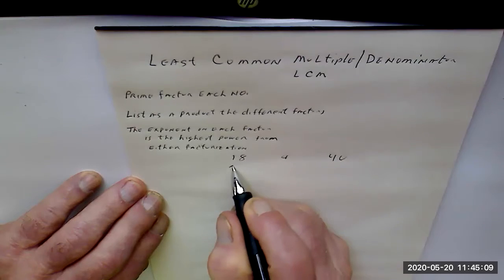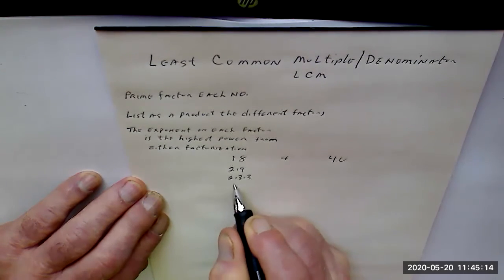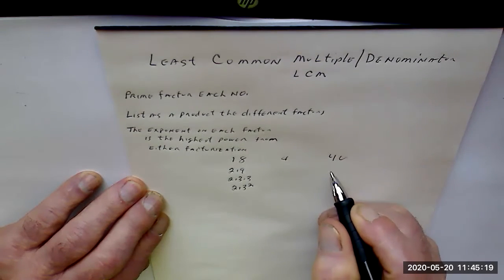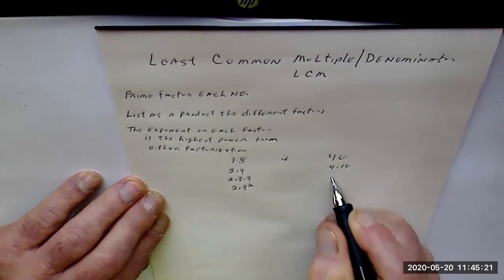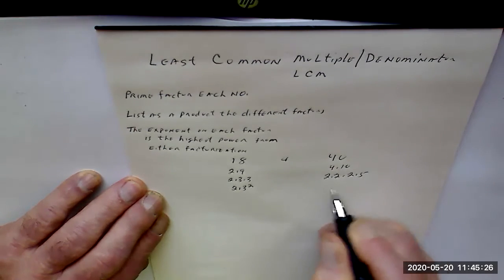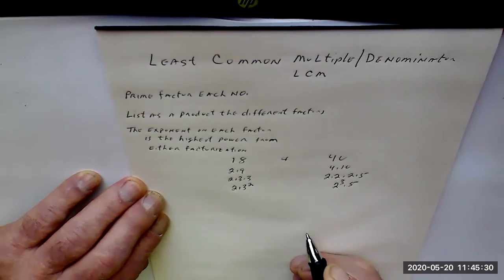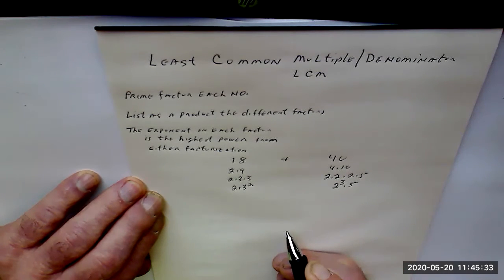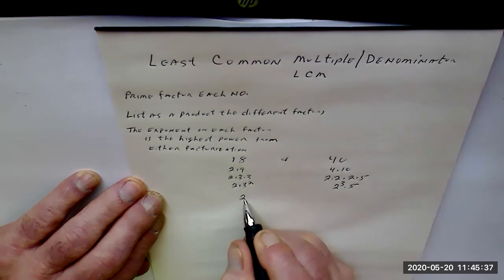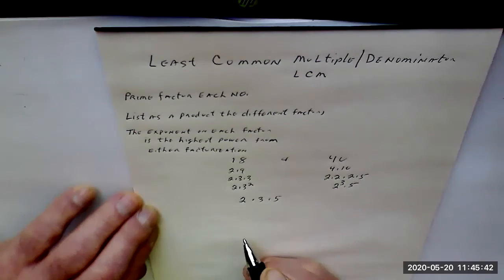The first step is to prime factor each number. 18 is 2 times 9, or 2 times 3 times 3, or 2 times 3 squared. 40 might be 4 times 10. 4 is 2 times 2, and 10 is 2 times 5, so 40 is 2 cubed times 5. We now want to form a product of the different factors from both numbers. Those different factors are 2, 3, and 5.